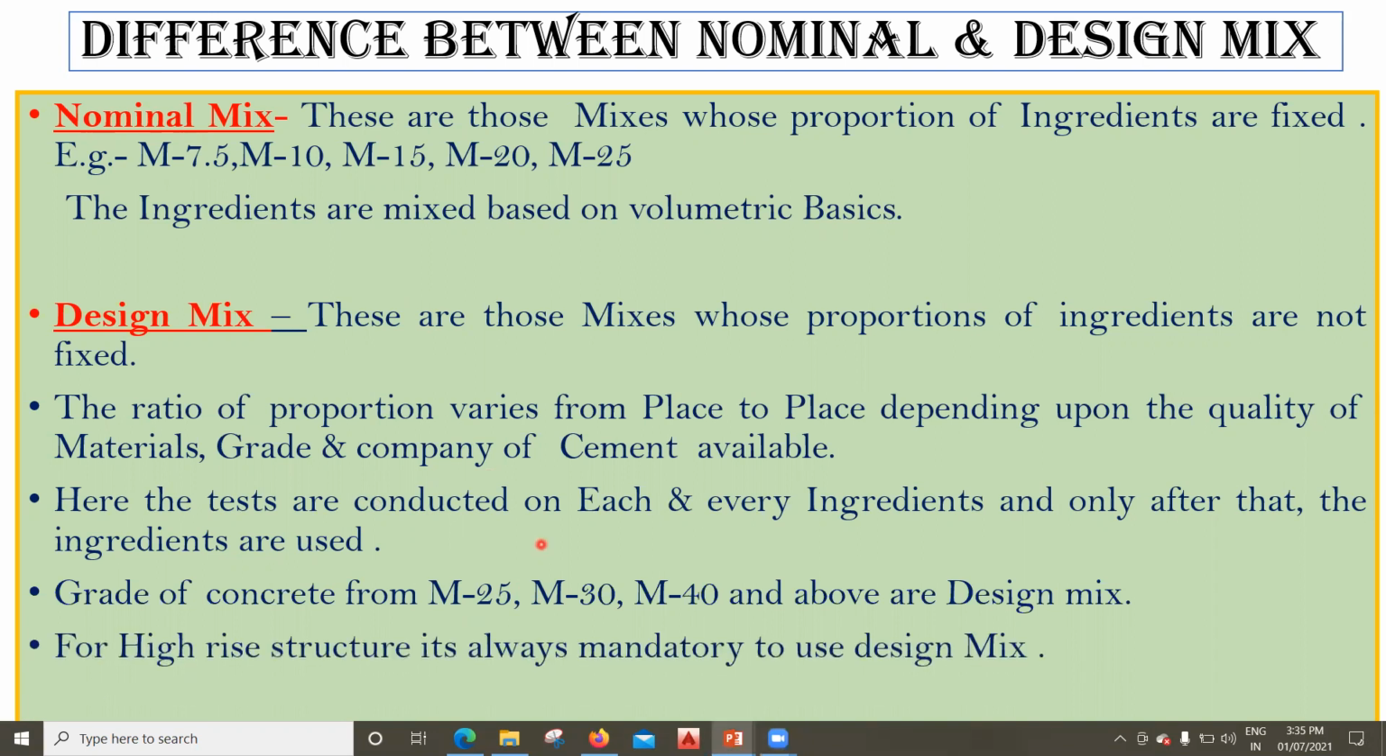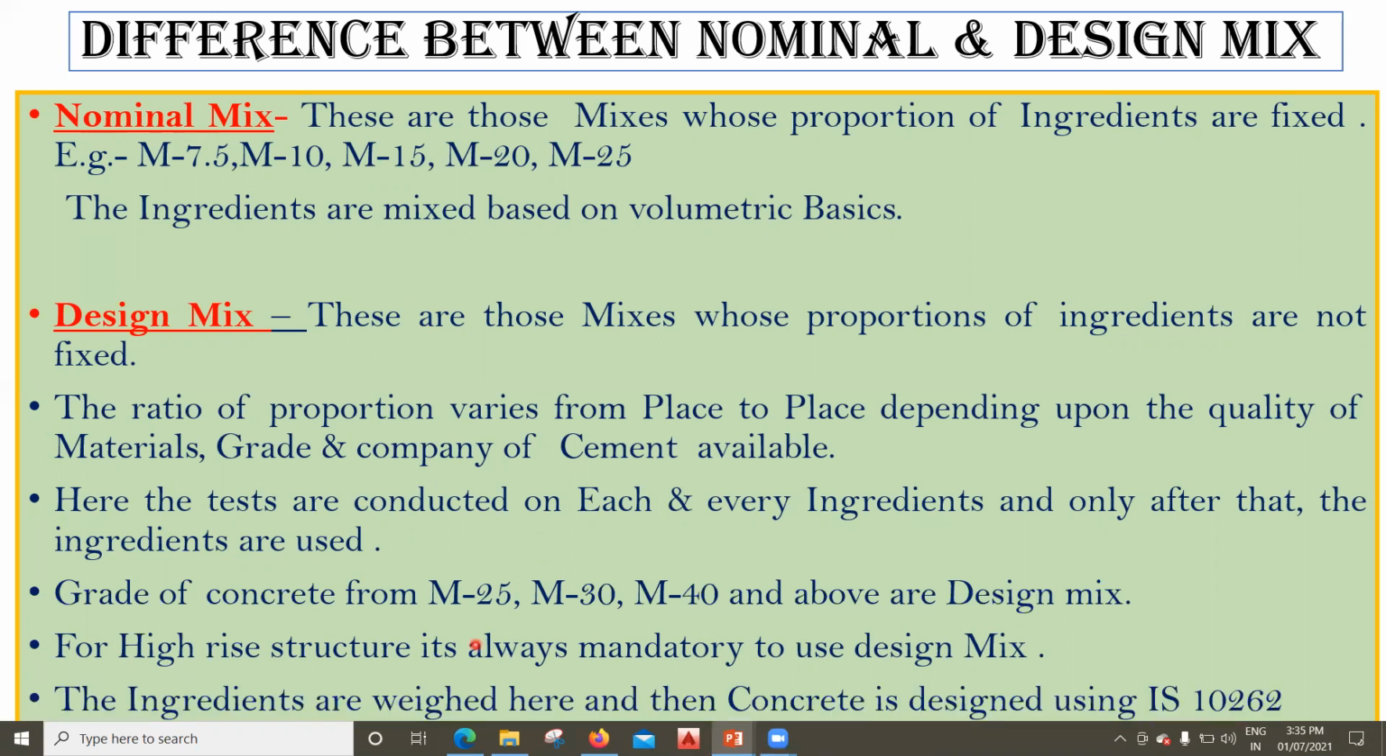So for high-rise structures and all, it is always mandatory to use design mix, right? When we go for G plus 10, 15, 20 high-storey buildings and all, we always go with a design mix. The ingredients are weighed here, and then the concrete is designed using the IS 10262:2019 code book.